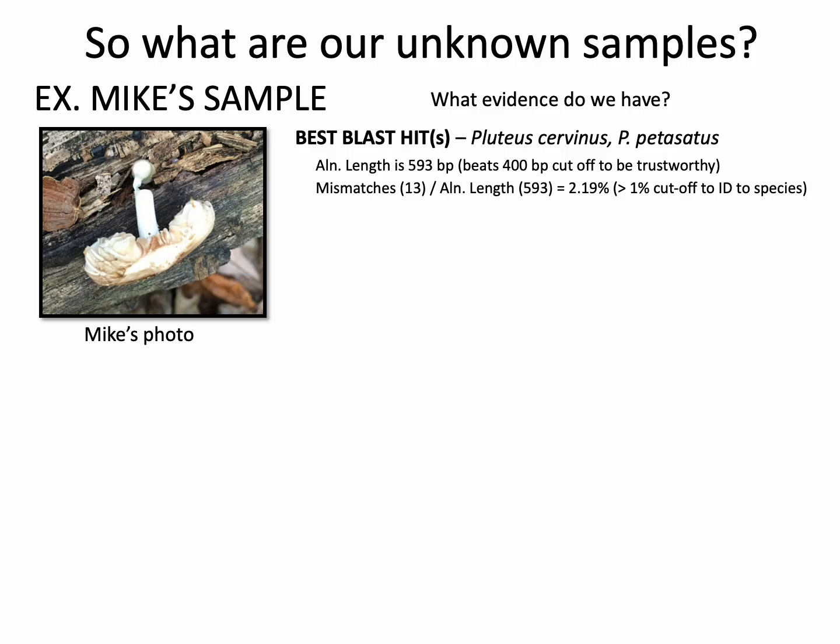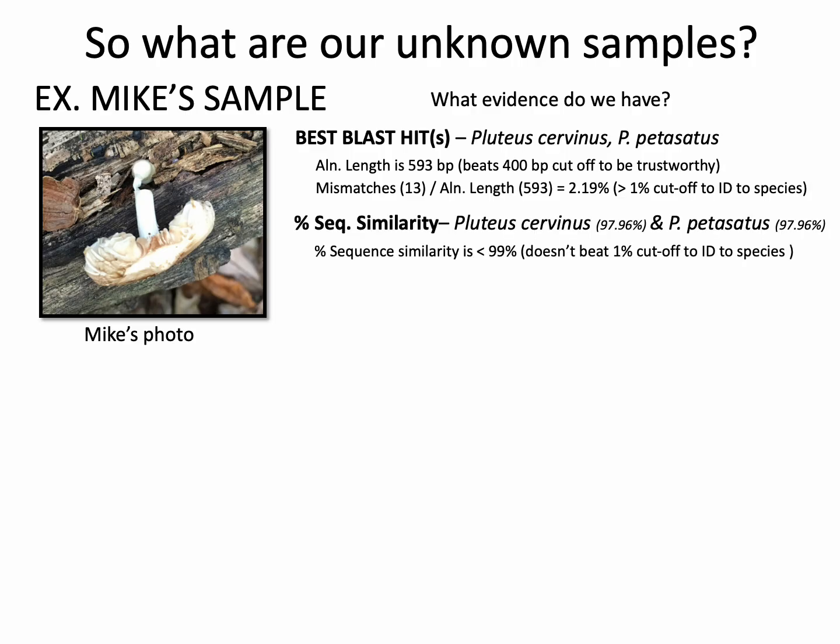According to the percent sequence similarity matrix, Pluteus cervinus and P. pedicetus were our two best BLAST hits. The alignment lengths were 593 base pairs, which beat our 400 base pair cutoff to be labeled as "trustworthy." And when we looked at our number of mismatches divided by our alignment length for those BLAST hits, they were about 13 mismatches for those 593 aligned base pairs, which is about 2% mismatch, which is greater than our 1% cutoff to ID to the species level.